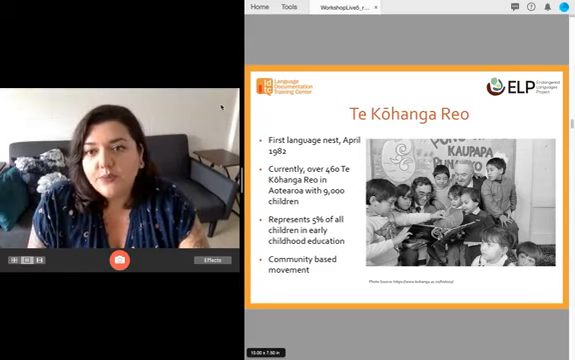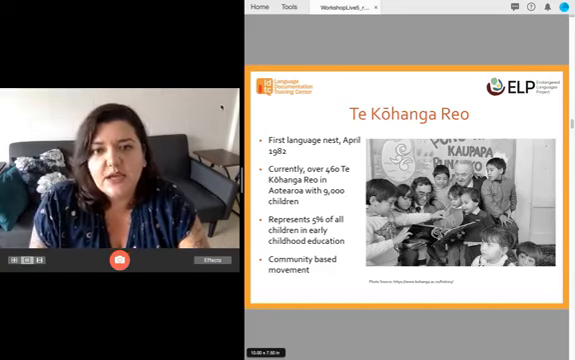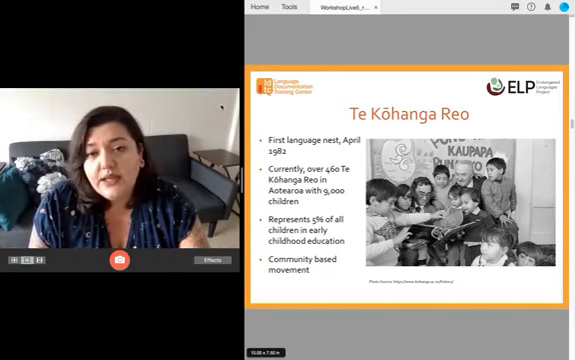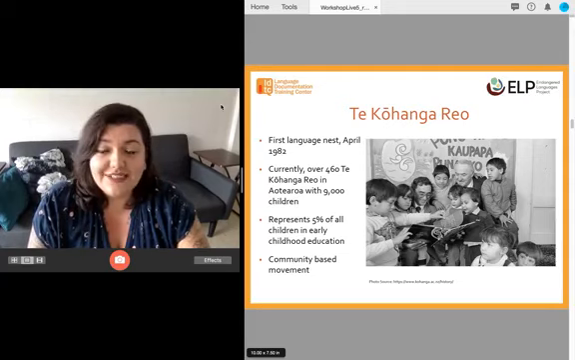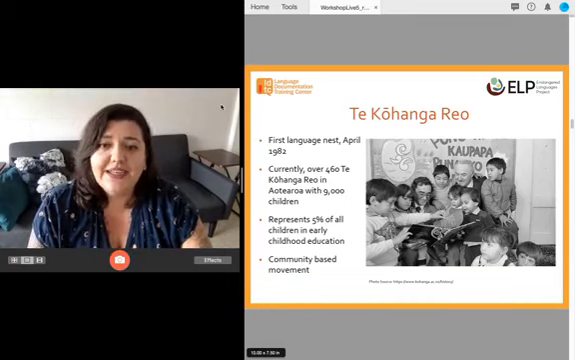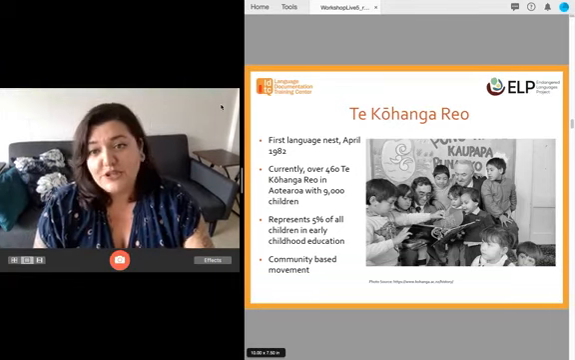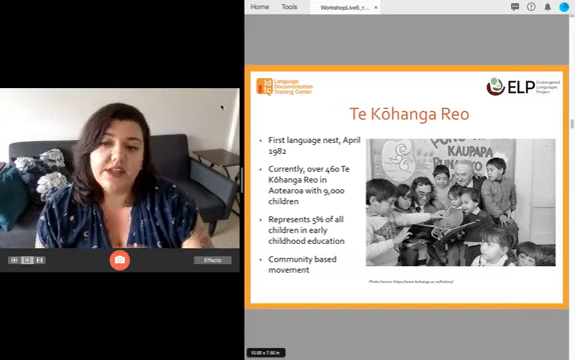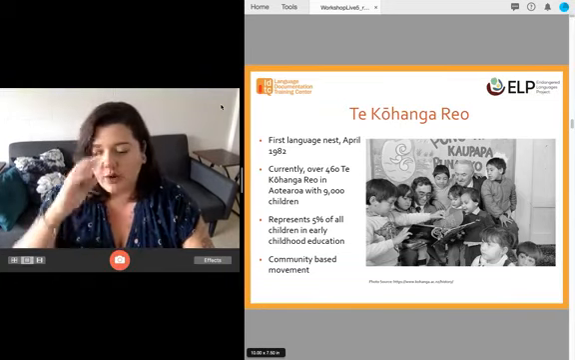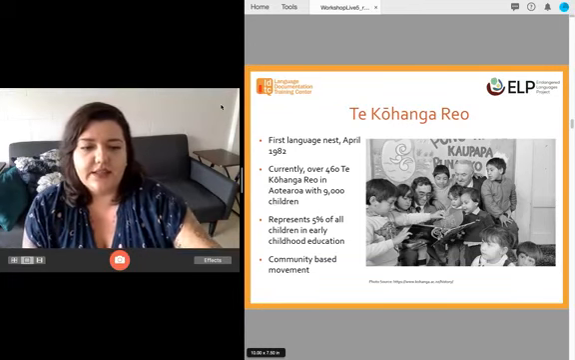Te Kohanga Reo is a language nest that was established, the first language nest, in April 1982. Currently now there are 460 of them throughout Aotearoa, and they have 9,000 children roughly enrolled in these programs, which represents 5% of all the children in early childhood education. So that's fantastic numbers. It started with just one nest and grew from there. And it was definitely a community-based project.